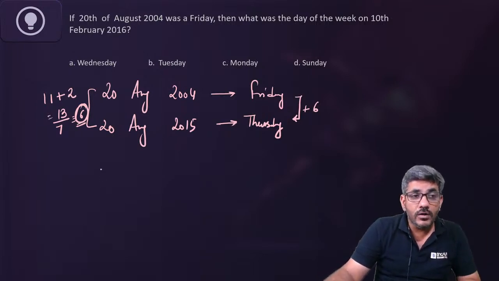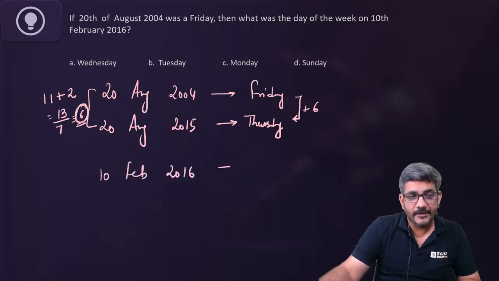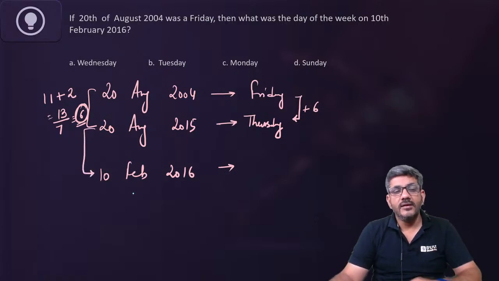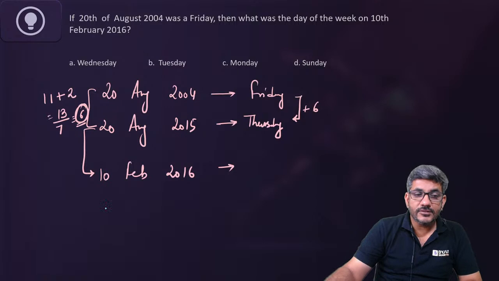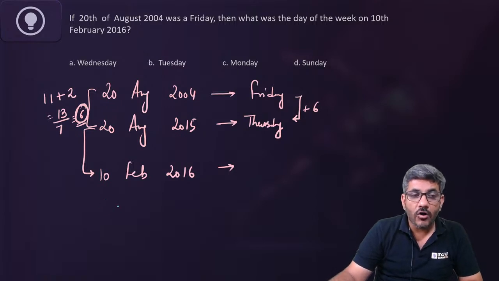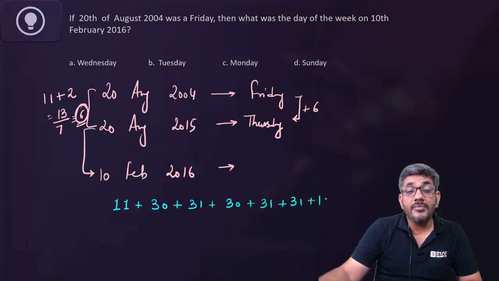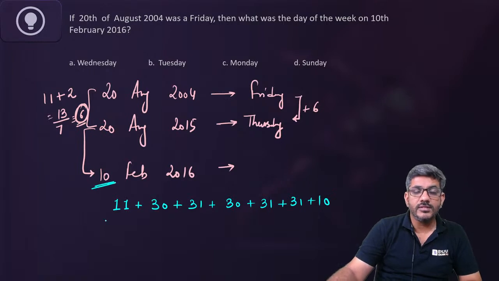I have to go up to 10th of February 2016. How many days are there from here to here? What is the way to calculate that? First of all, अगर मैं यहां से आगे चलूं तो अगस्त में कितने दिन बचे हुए हैं? August has got 11 more days. After that, I have September 30 days, October 31 days, November 30 days, December 31 days, January 31 days, and February 10 days, because we have to come to this point.